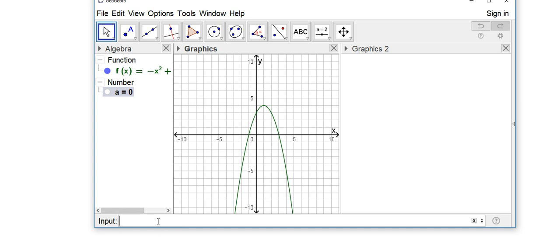Oh, whoops. I need an actual point. 3 and f at 3. So there's my point, 3, 0. What is the slope of the tangent going to look like at that point? This is what we're finding.